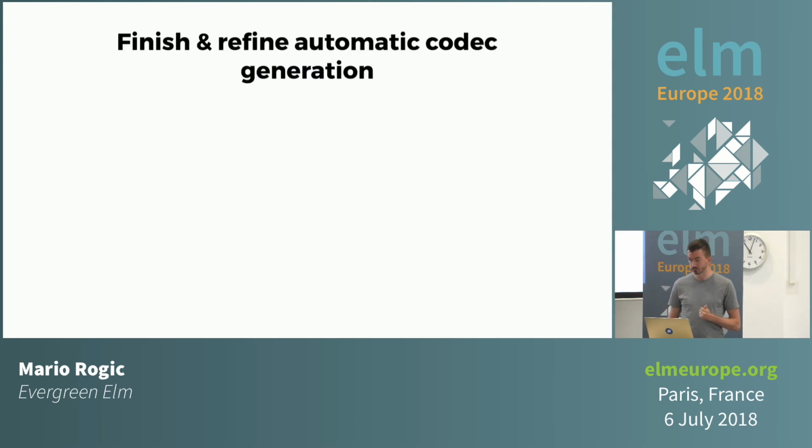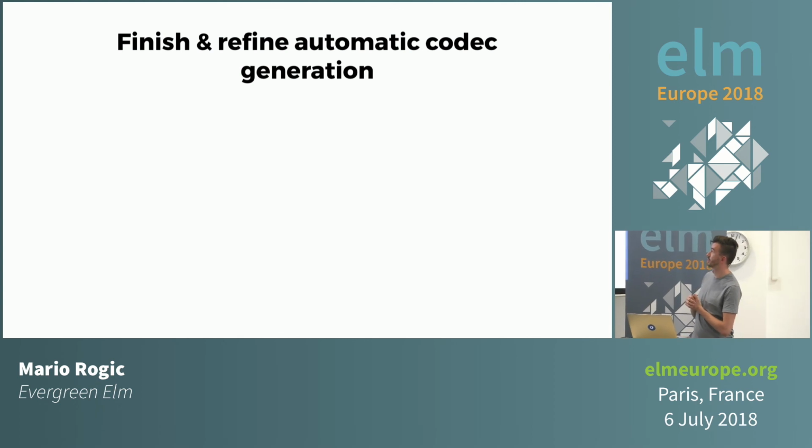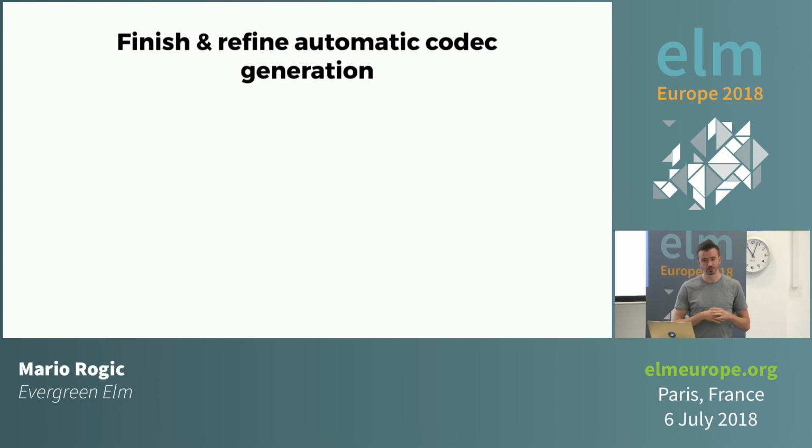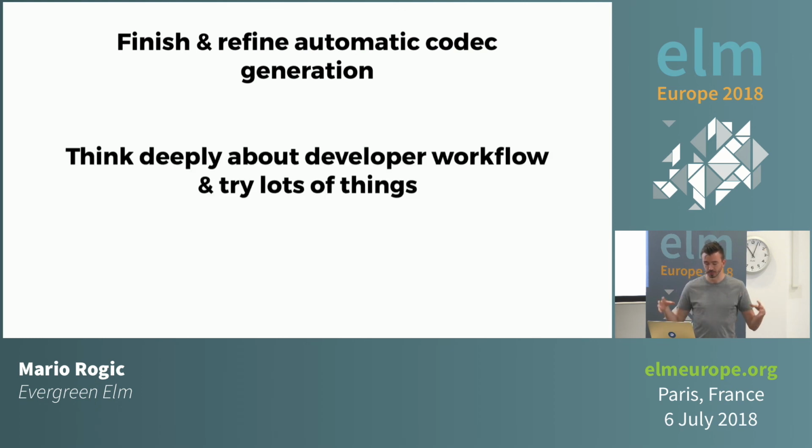Well, for us, I think it's important to finish and refine the automatic codec generation. The stuff that you played with was an initial version, and we've gotten fairly far. But I think the main thing that this unlocks is being able to think deeply about the developer workflow. Once that generation is there, we can think about how to put this into the development cycle. How does it feel to use it? When should it trigger? What does it cost us in terms of mental overhead to our normal workflow?